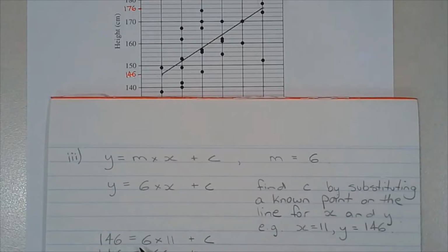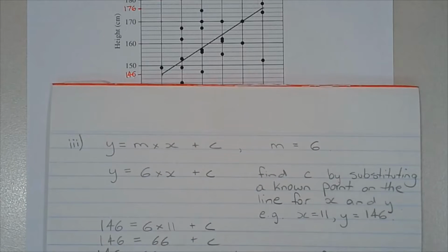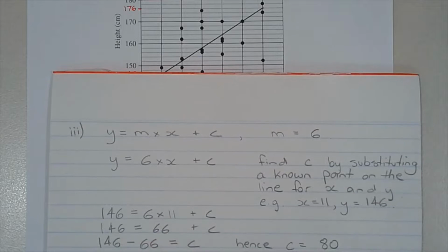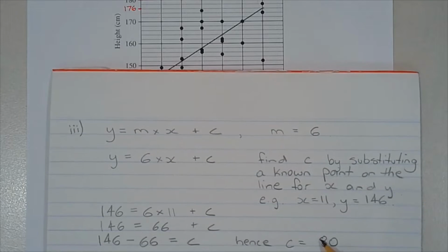So y equals m multiplied by x, so substituting 146 for y, and 11 for x. We have 146 equals 6 multiplied by 11 plus c. 146 equals 66 plus c, since 6 times 11 equals 66. Then we subtract 66 from both sides, or just move this positive 66 from the right-hand side to the left-hand side. So it becomes 146 minus 66 equals c, and hence c equals 80.